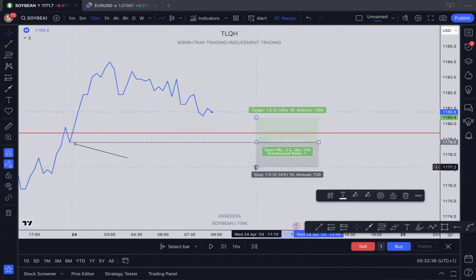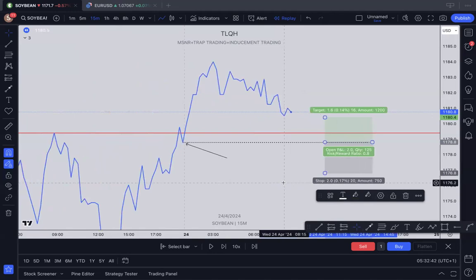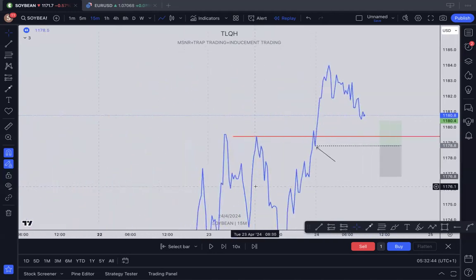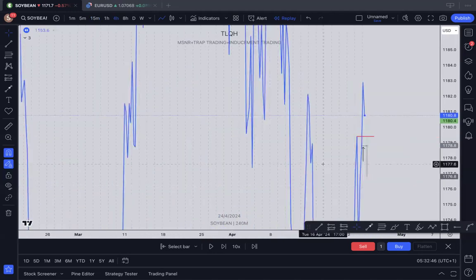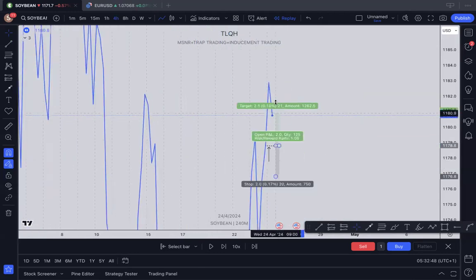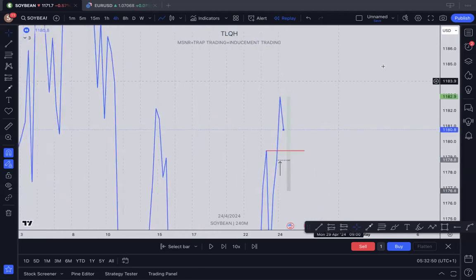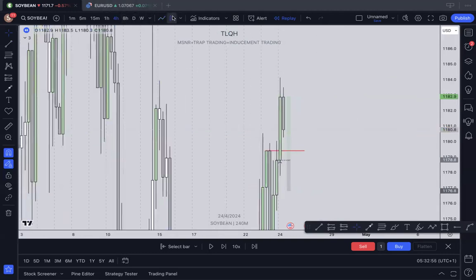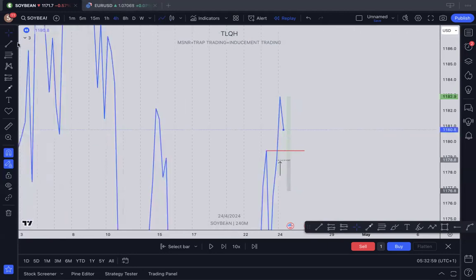Now on soybean futures, I've noticed that if we have a 20 pip stop loss or a 2 pip stop, then that works perfectly fine. And yet again, we'll just be targeting the next H4 MSNR, which would be this one here, which would give you a 2R trade, which isn't the best. However, if we look here, we could look to target higher as well, which would be here.